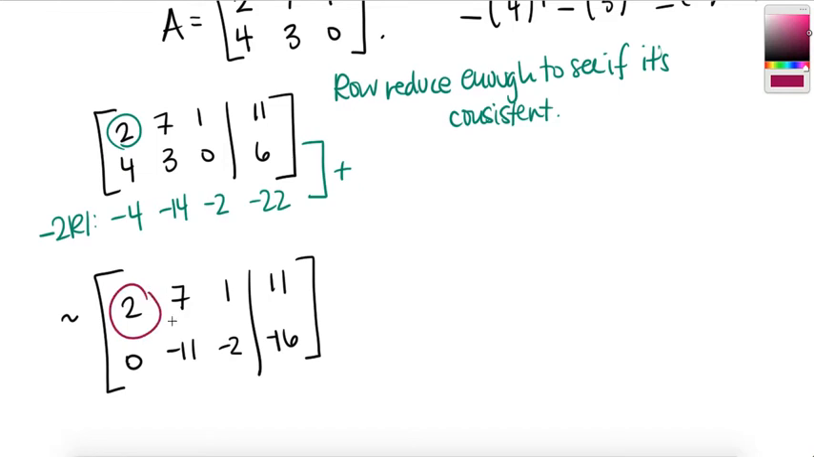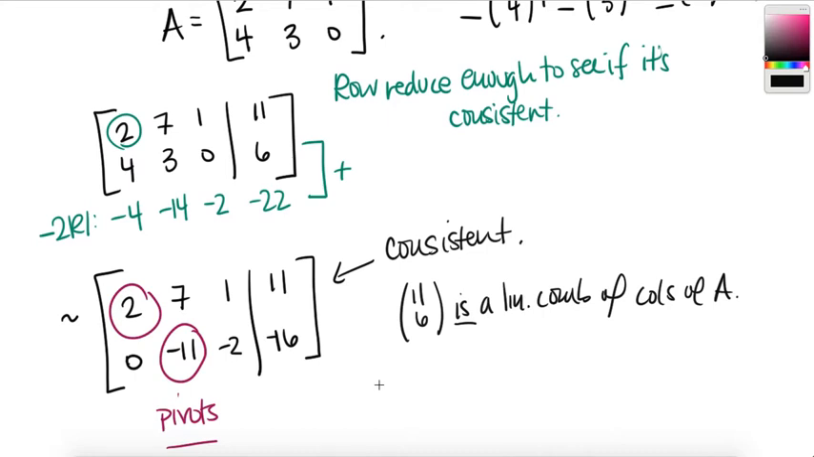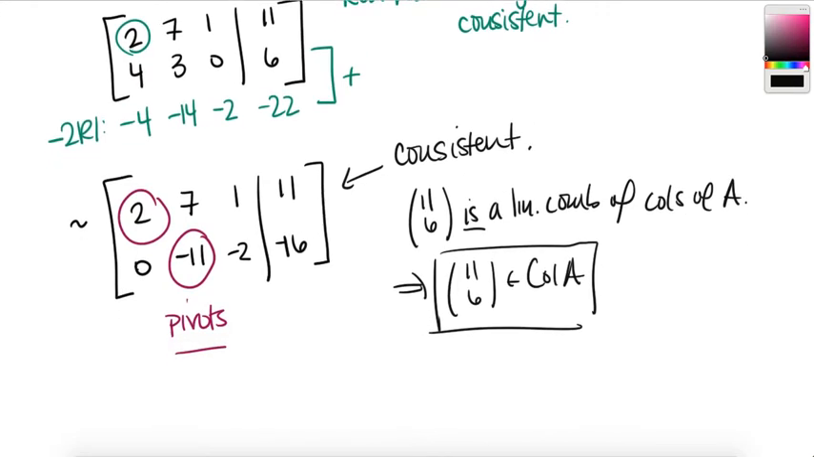Okay, and that's actually all we need to do, because this is in echelon form. We can see here's a pivot and here's a pivot. Okay, and we see that we don't have one of these inconsistent rows. So this is enough information to tell us that this system is consistent. Our vector (11, 6) is a linear combination of the columns of A. So (11, 6) is in the column space of A. And that's all we have to do. Okay, so to figure out if something is in the column space, row reduce.